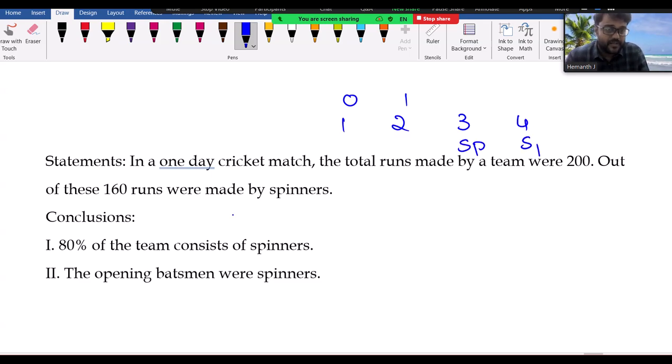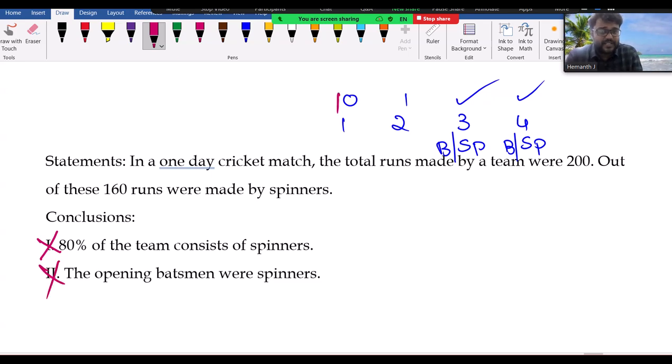Spinners. All-rounders are spinners and batsmen both. Batsman and spinner, batsman and spinner. The remaining are all fast bowlers only. So these two people scored the maximum. I cannot say that since they scored 160 runs out of 200, which is 80%, 80% of the people in the team are spinners. That is not the correct conclusion. It's not definitely true. Maybe, but not definitely true. The opening batsmen are spinners? That also I cannot say. Opening batsmen may score zeros and ones, or maybe 10 runs and 11 runs.